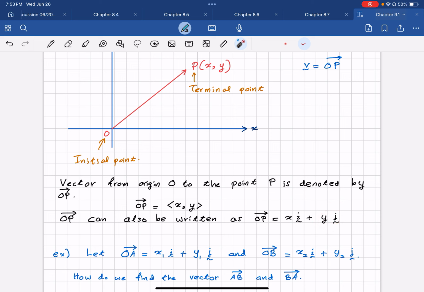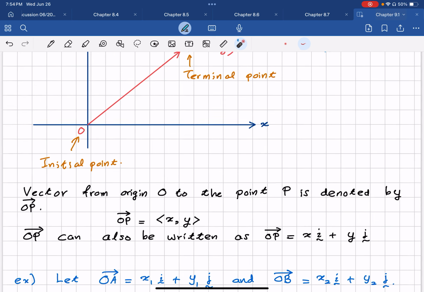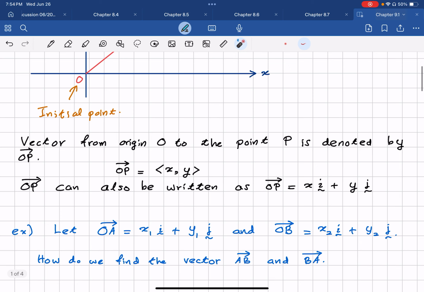i represents the direction of x and j represents the direction of y. Actually, i and j are the unit vectors along x and y. We would come to the definition of the unit vectors later. So for a moment, let's think that i is a vector in the direction of x and j is the vector in the direction of y. By adding these two, we would get the vector OP. Okay. So when you are denoting vectors, you can use either of these two notations.